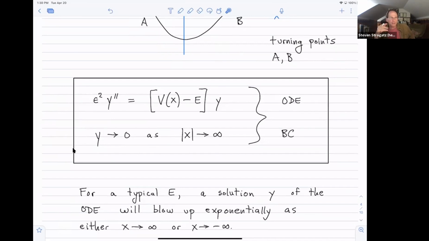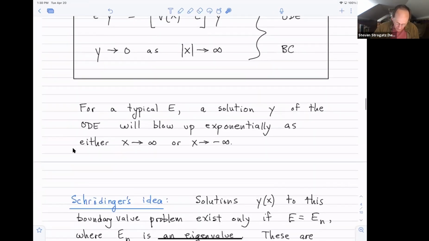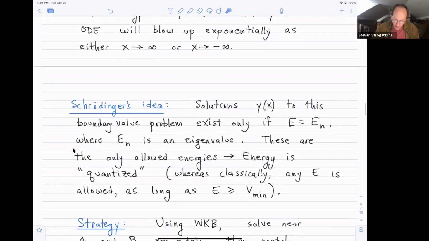Because it will still contain some piece of that exponentially growing part. You remember the Airy function Bi grows exponentially at infinity, unlike the Ai, which decays. So typically you would have a little bit of Bi. You have to really work to make sure you eliminate the Bi terms on both ends. And doing that is what gives you the quantization. So as I say, Schrödinger's idea here is something like that solutions to this problem will exist and satisfy the two boundary conditions only if E_n is an eigenvalue. So that's what quantizes the energies.